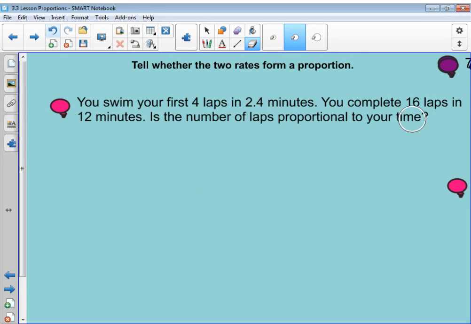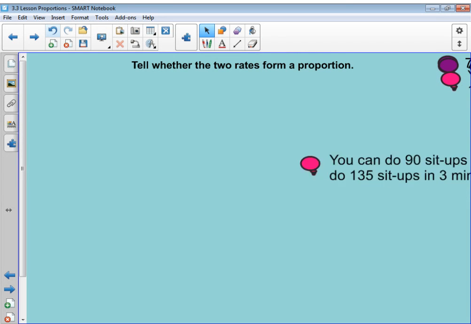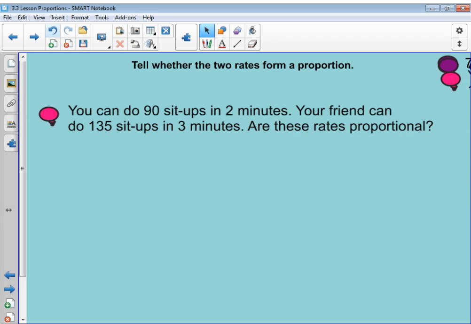Okay, so I'm going to go ahead and give you guys one to do because it's the same thing. It's just giving it more into a story problem. So go ahead and try this one. You can do 90 sit-ups in 2 minutes. Your friend can do 135 sit-ups in 3 minutes. Are these rates proportional? I personally would do sit-ups per minute, but if you want to do minutes per sit-up, kind of a strange answer, but I would do sit-ups as my top number and minutes as my bottom number. So go ahead, pause your video and work your way through this one.